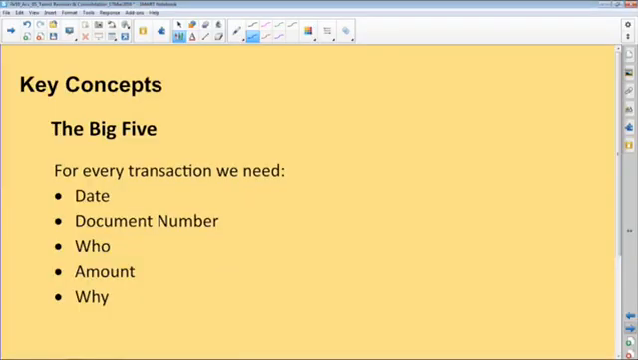What amount did we pay? What amount did we receive? What amount did we sell on credit? What amount did we buy on credit, for example? And then lastly, the what or the why. What did we buy? Why did we sell? Who paid us and what reason did we have for this person paying us? So it will always be the big 5.